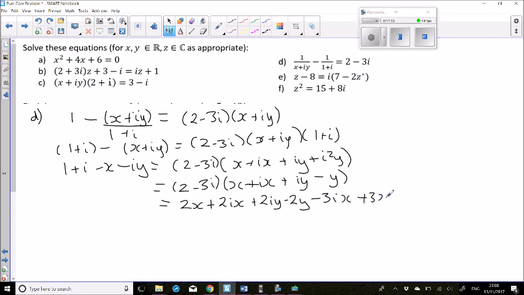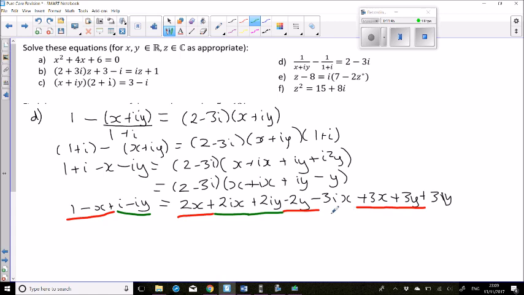It's going to be plus 3x because we'll end up with negative 3i squared. It's going to be a plus 3y for a similar reason. And on this side I've still got 1, 2, 3. I might as well put the real and imaginary parts together. Then, just as before, we separate into real, going through looking for anything that's got an i in it, and imaginary, which will give us two simultaneous equations to solve.